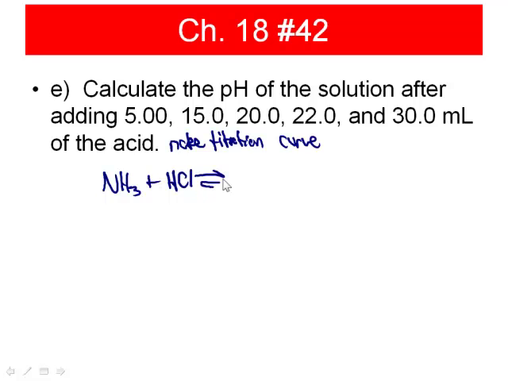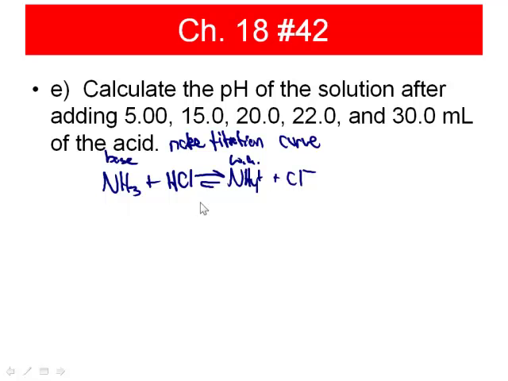And we are going to make ammonium ion and chloride. Now, this over here, ammonia, this is a base. And ammonium ion is a weak acid. It's the weak acid that is the conjugate acid of this base right here.